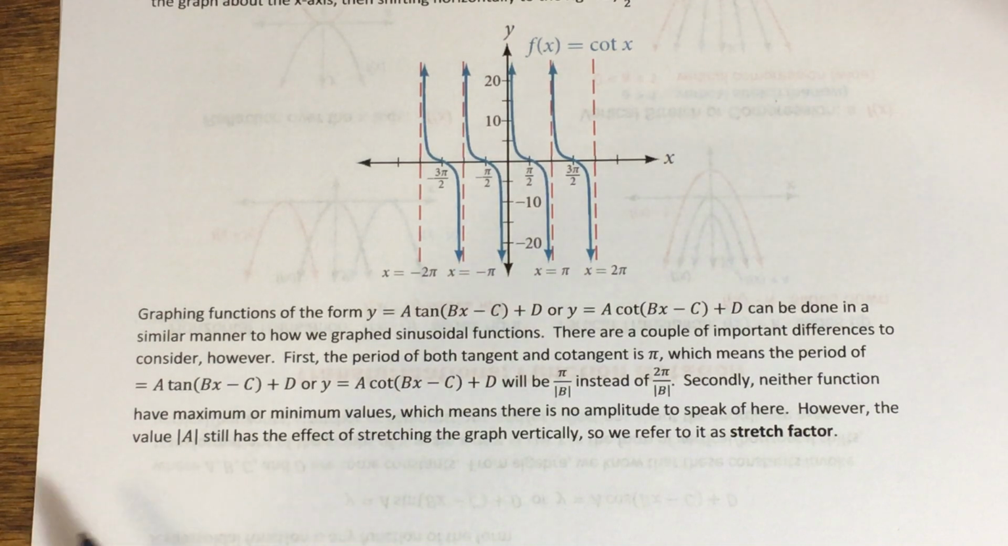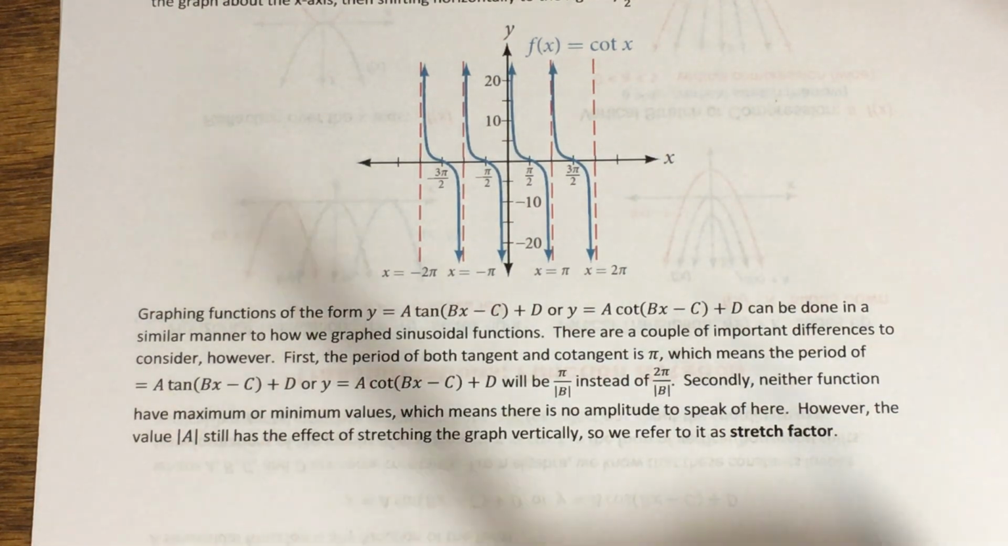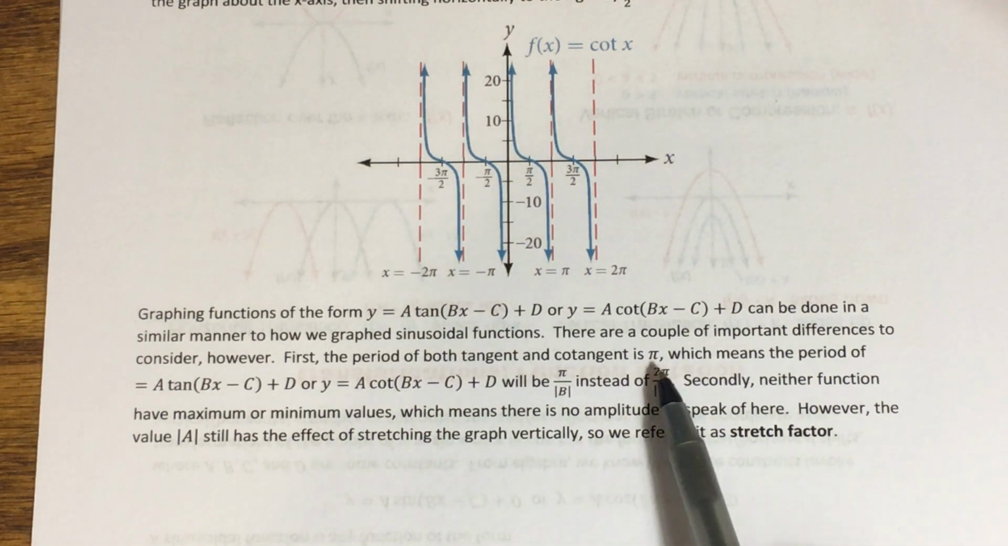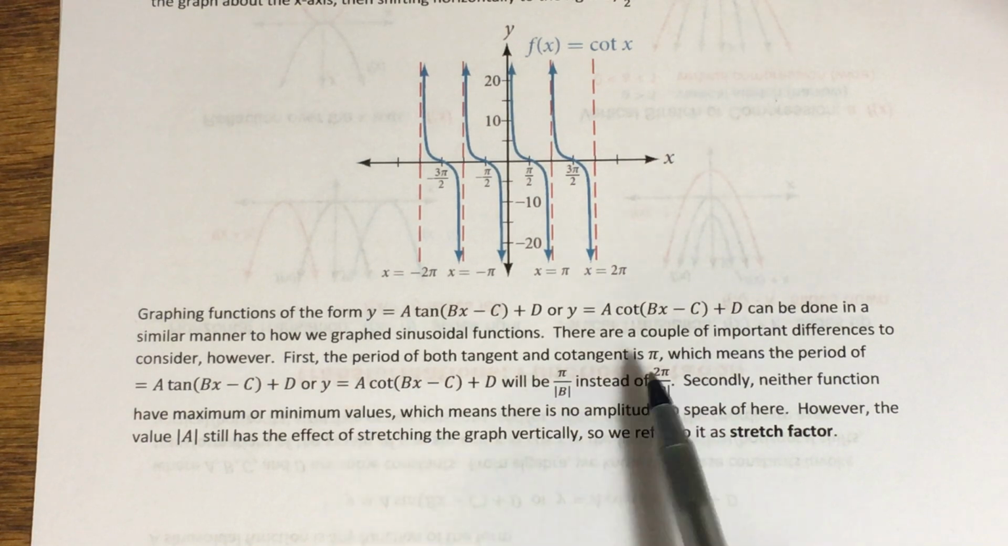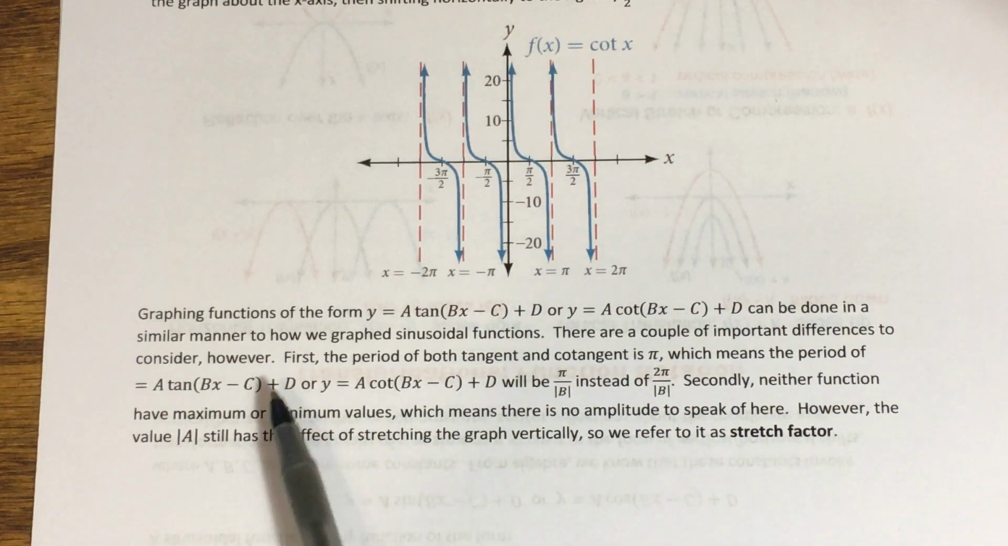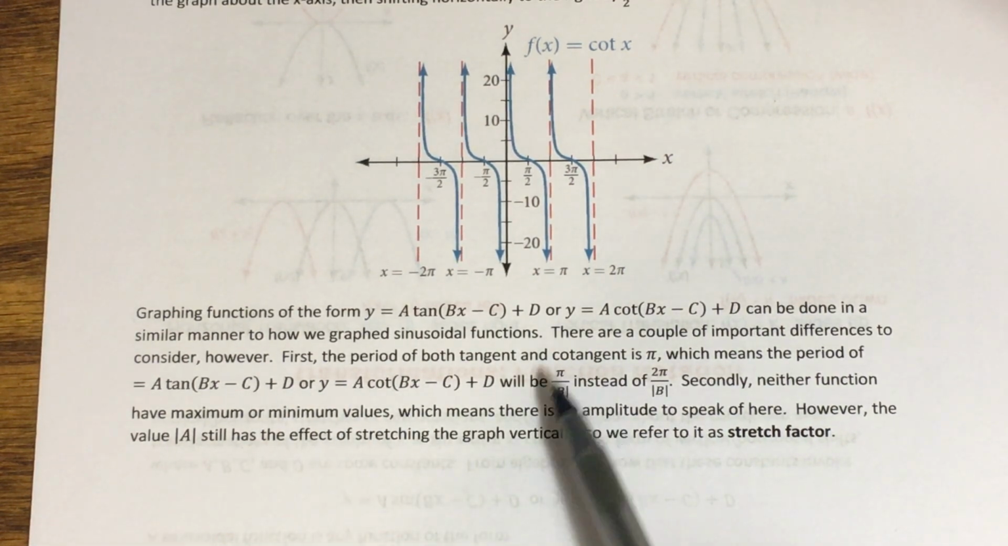Another thing that's going to change is the fact that tangent and cotangent have different periods than the sine and cosine functions. Remember that if we wanted to find the period of a sinusoidal function, it was 2 pi over the absolute value of b. But that 2 pi in the numerator is only showing up there because sine and cosine have a period of 2 pi. Tangent and cotangent have a period of pi instead of 2 pi. And that changes the numerator when we are looking at graphs for these types of functions. Pi over the absolute value of b instead of 2 pi up there.